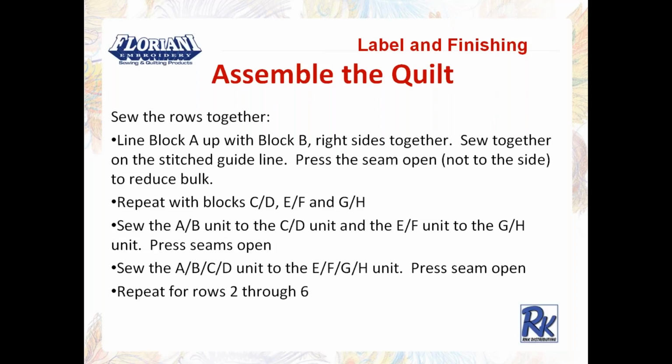When you do that, your right sides are going to be together. Take it over to your sewing machine, and you're going to sew these two together on the stitched guideline that was stitched out as part of the block. When you're done sewing it together, you want to press that seam open and not to the side, and that's going to help reduce the bulk in the seam if you press it open rather than onto the side.